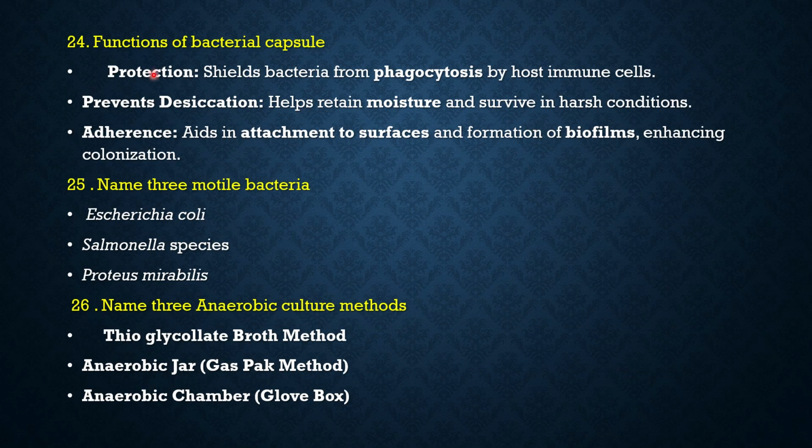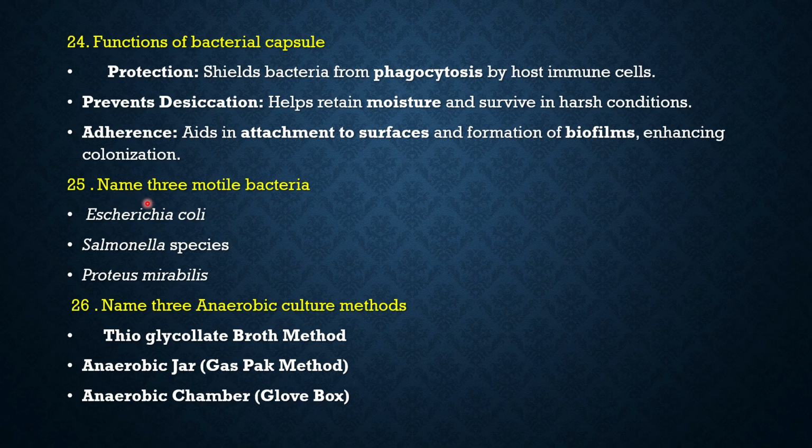And then 24th, function of bacterial capsule. So yes, bacterial capsule is outermost layer of bacteria. So it shields the bacteria from phagocytosis by host immune cells. Phagocytosis is nothing but engulfing. So when the immune cell comes, it swallows inside, we call it as phagocytosis. So capsule is the one which protects against that, and then it prevents desiccation, helps retain moisture and survive in harsh conditions also. And then adherence aids in attachment to surfaces and formation of biofilms, enhancing colonization. It helps in attaching itself.